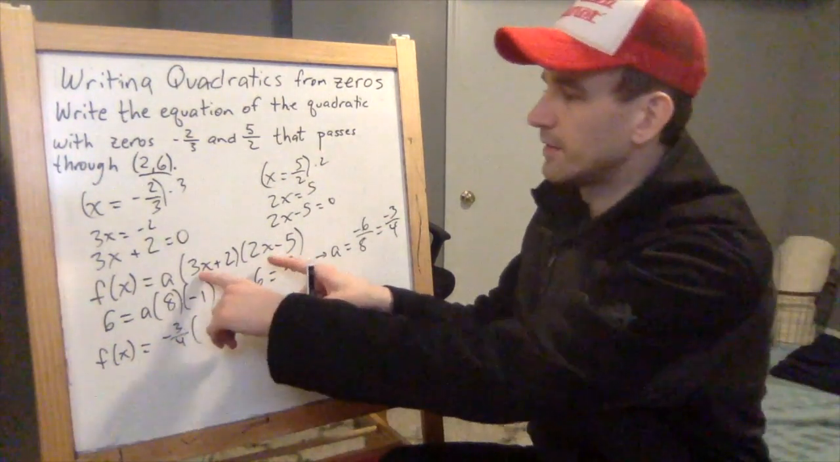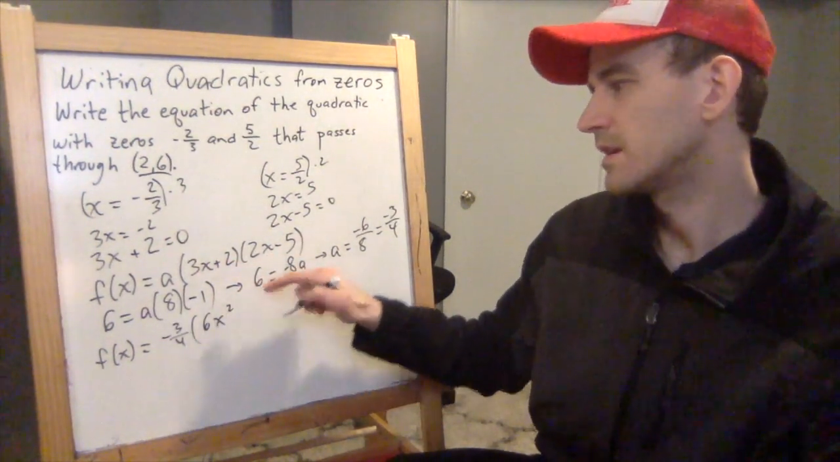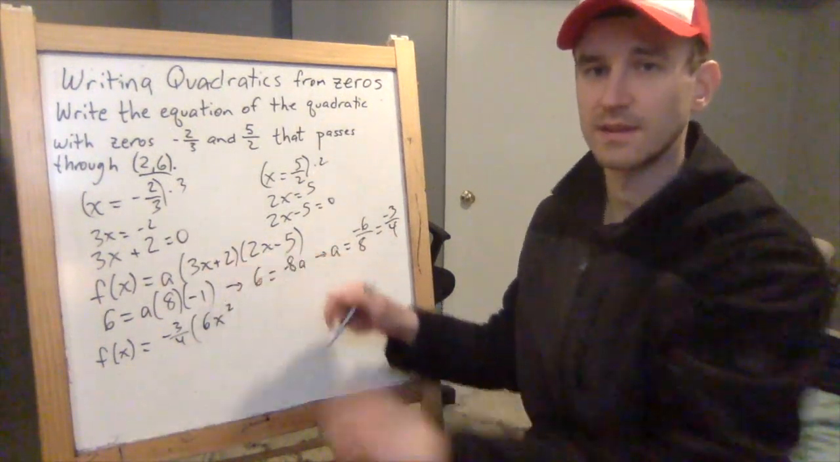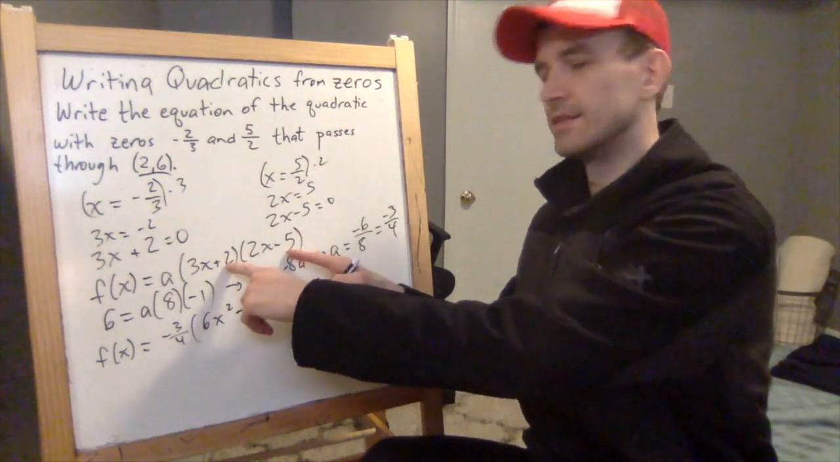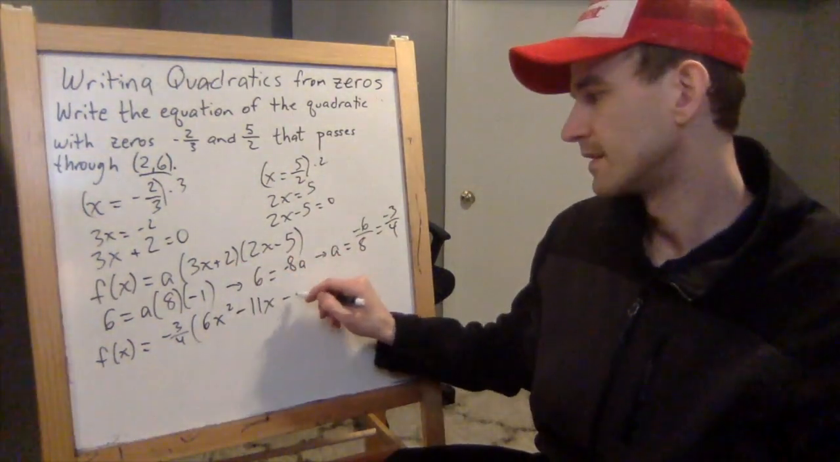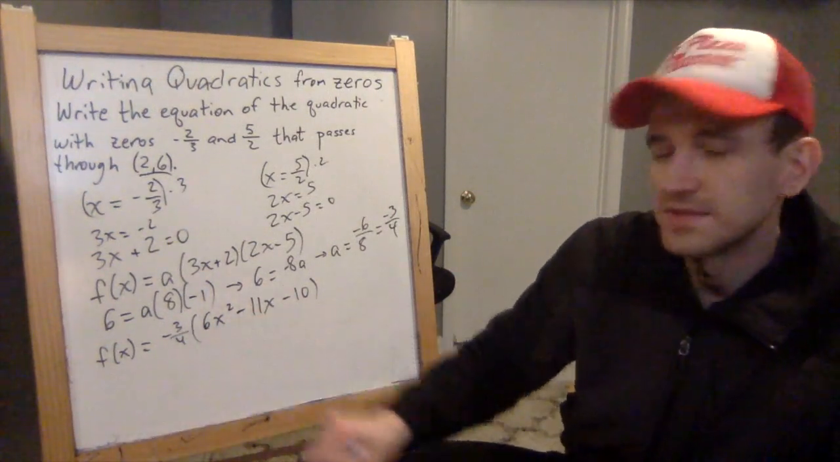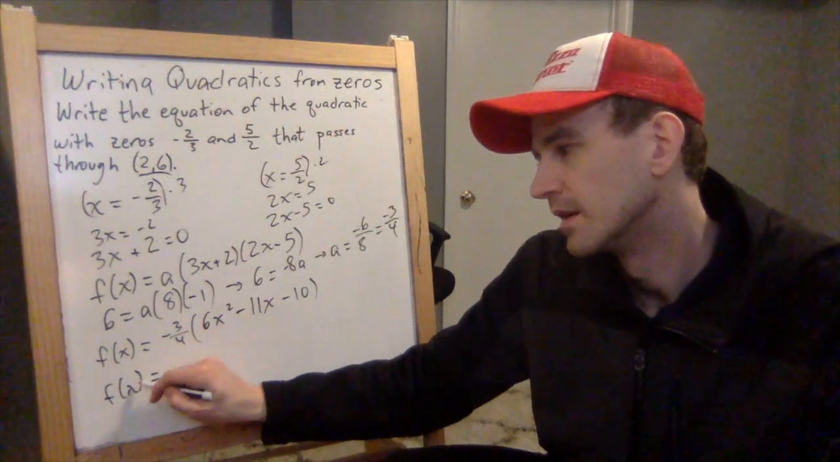We can FOIL that out. 3x times 2x gets us 6x squared. Then we got minus 15x plus 4x. Negative 15 plus 4 is negative 11. And then 2 times negative 5 is negative 10. And then our last step is just to distribute the negative 3 over 4 to each term.